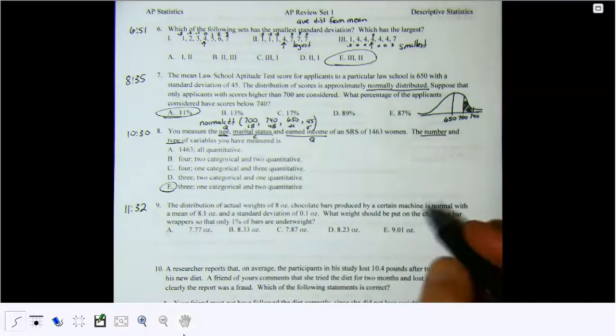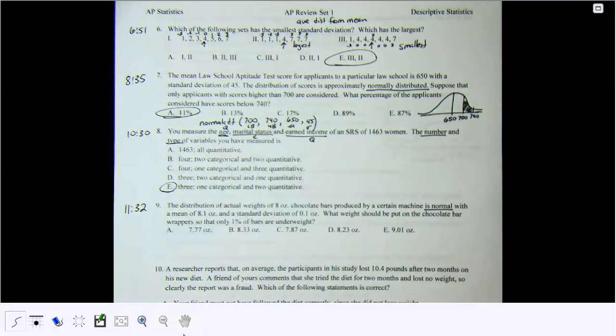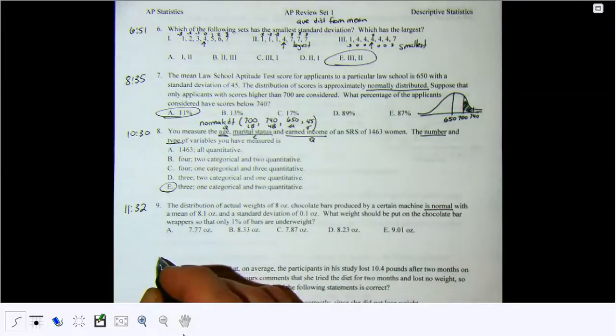The distribution of the actual weights of 8-ounce chocolate bars produced by a certain machine is normal. So again, we're going to look for that word. With a mean of 8.01 and a standard deviation of 0.1, what weight should they put on the chocolate bars so that only 1% are underweight? Okay, so once again, we're going to look at this in a curve. We're going to mark the center of this curve.